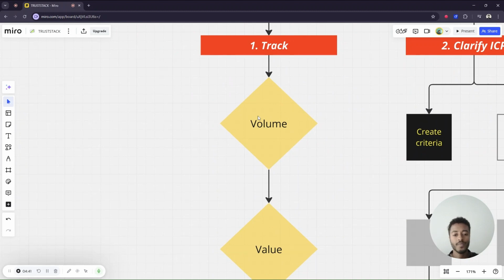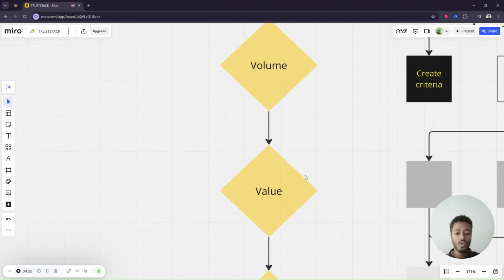Okay. The first is volume. Volume just means how many things or how many opportunities are you putting in the top of the funnel. Okay. How many things are you introducing into the system? And the second thing you want to track is the value. What is that individual thing that you just put in the top of the funnel? How much is it worth?